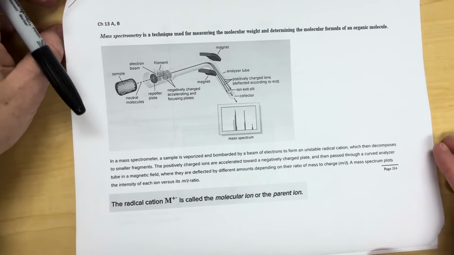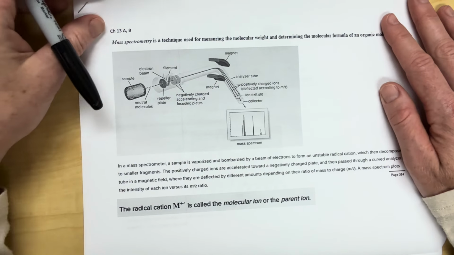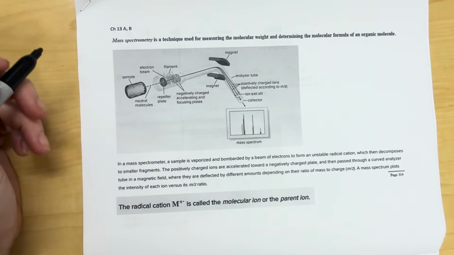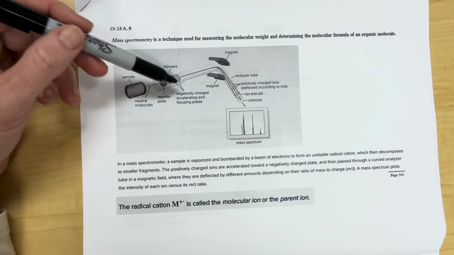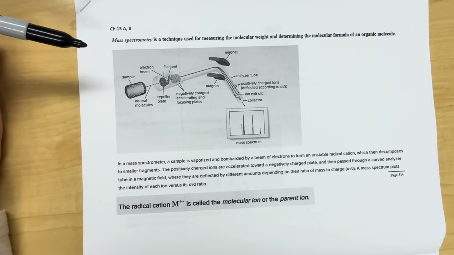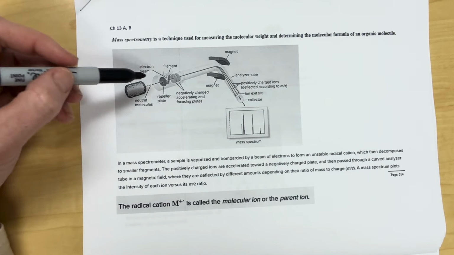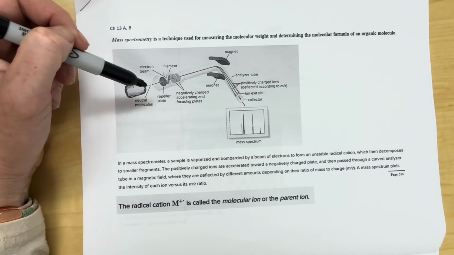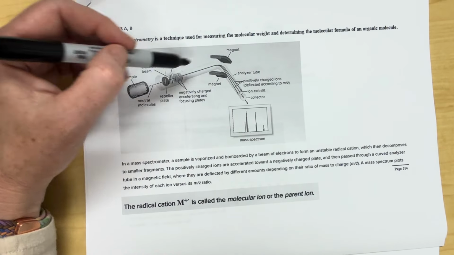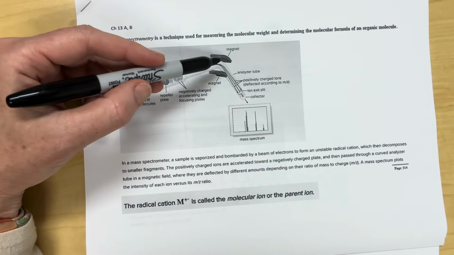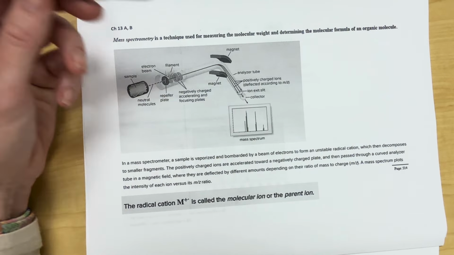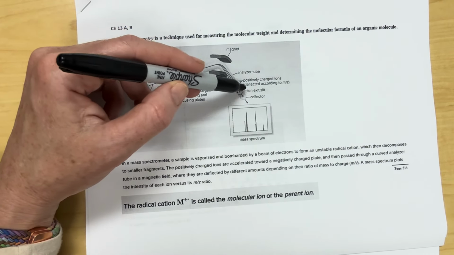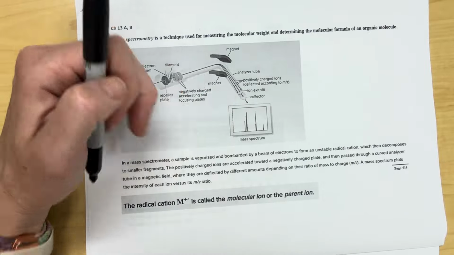Here's a picture of the mass spectrometer. So essentially it hits it with an electron beam. That electron beam breaks those bonds, causing it to be positively charged, and then you can use a magnet to both draw and repel those fragments down this way, essentially through the analyzer tube. The positively charged ions get deflected according to their mass to charge. So here's where they start to separate.